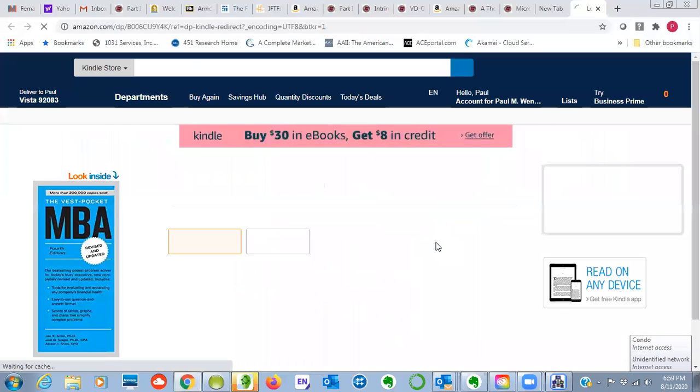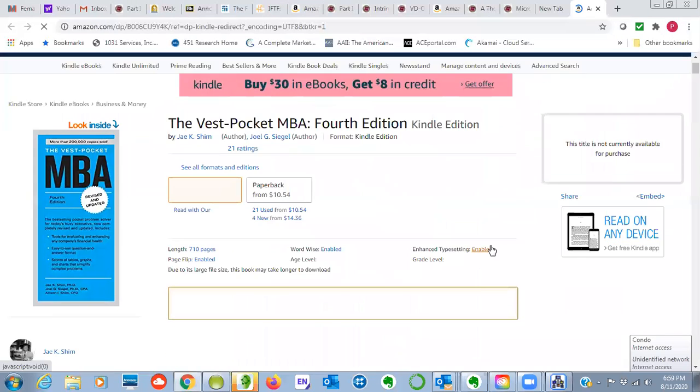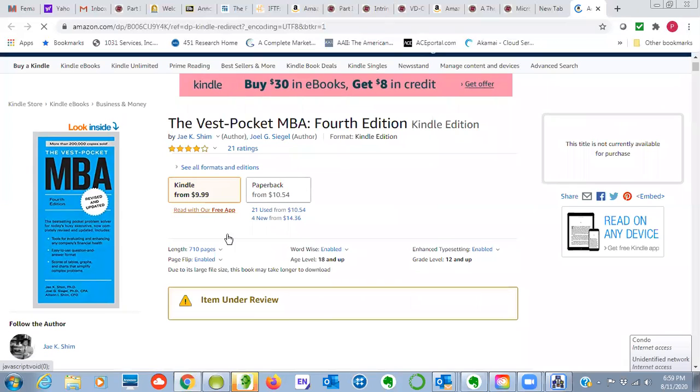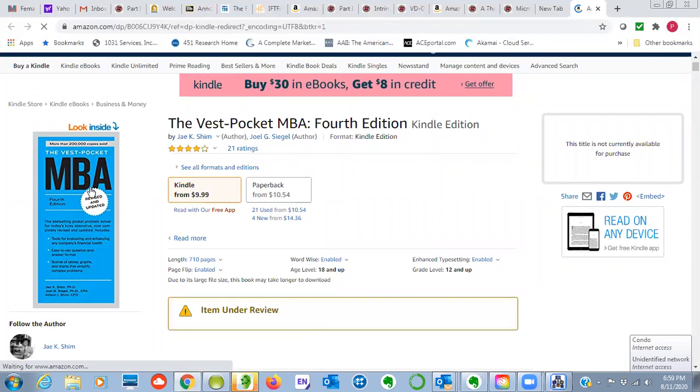But I couldn't get the Kindle version. In fact, see, they even blanked out the Kindle version. No, they didn't. Anyway, you can't order that. It does say item under review. But here's the little book.